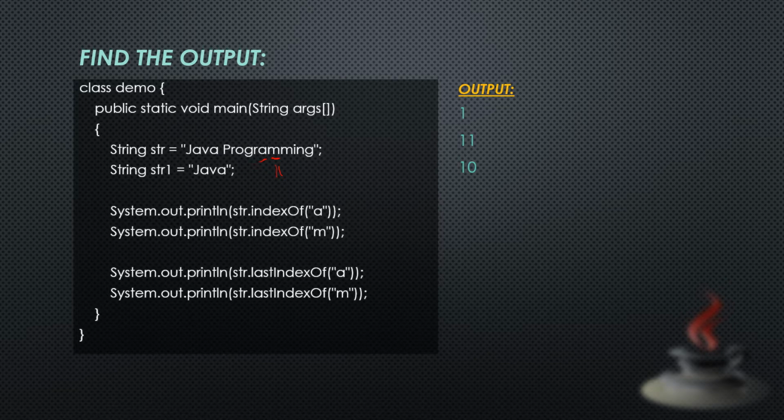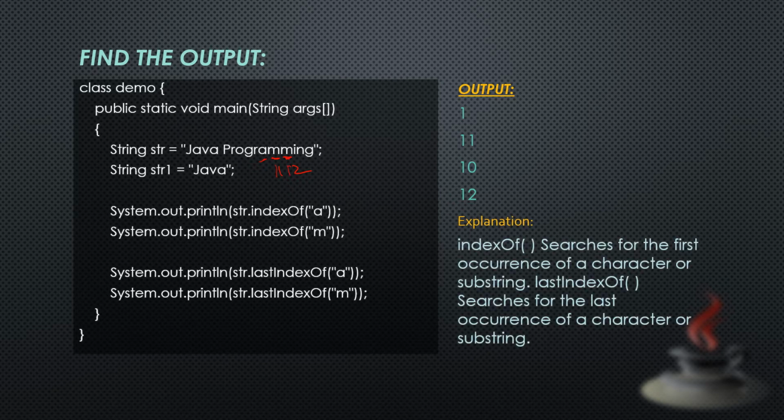Similarly, System.out.println of str.lastIndexOf('m'). The last index of m is this one, so it will return 12. So the output is 12. Here is the explanation: indexOf searches for the first occurrence of a character or substring, and lastIndexOf searches for the last occurrence of a character or substring.